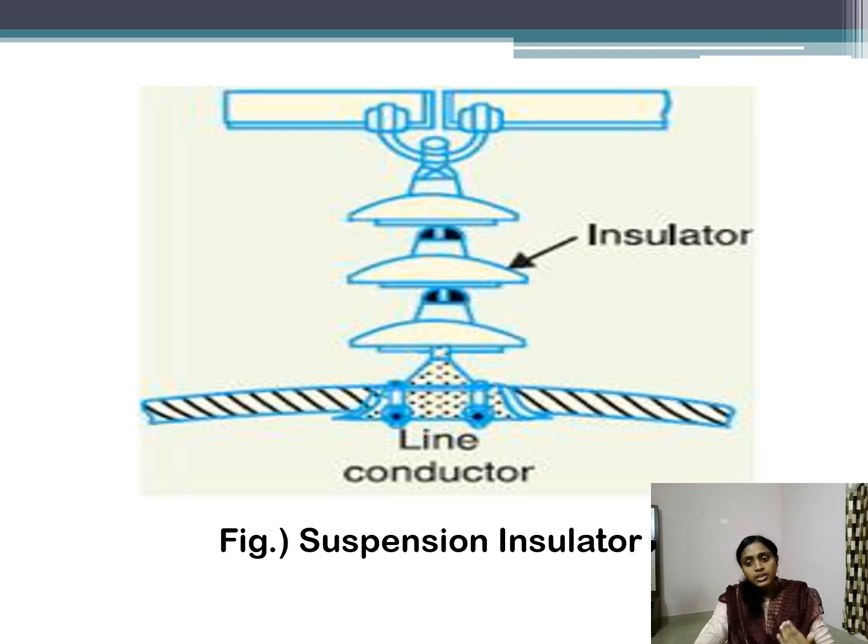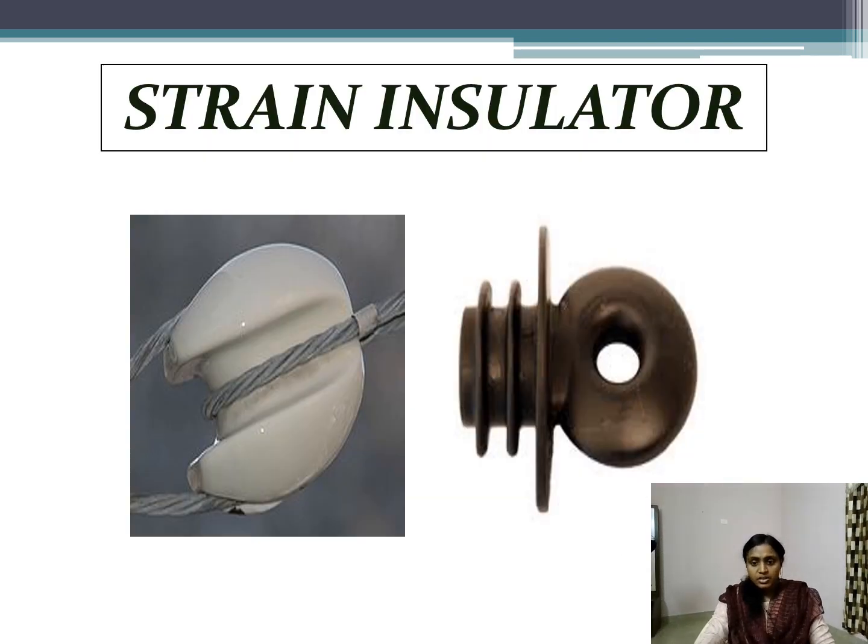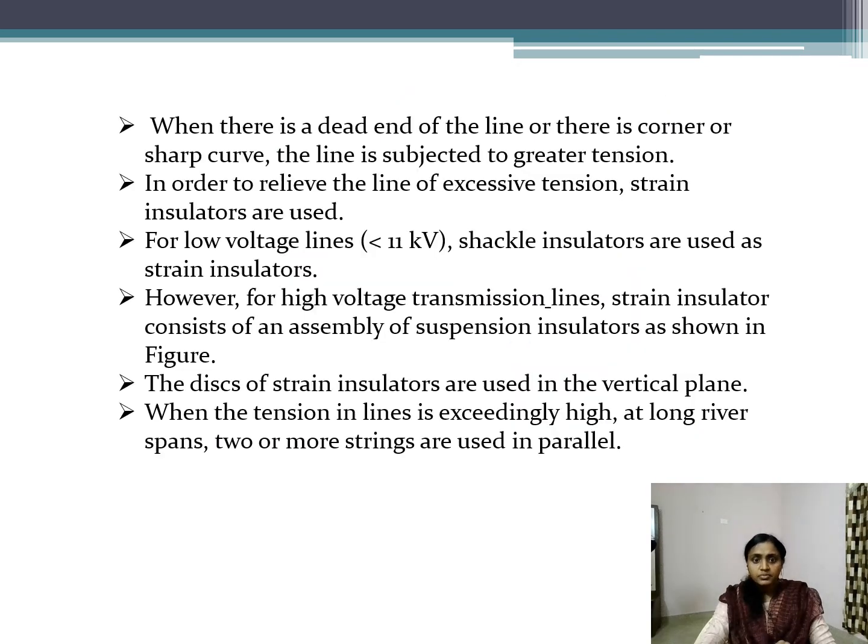Now let's discuss about the third type insulator, that is strain insulator. So this is the picture of strain insulator. So when there is a dead end of the line or there is a corner or sharp curve, the line is subjected to greater tension. In order to relieve the line of excessive tension, strain insulators are used.